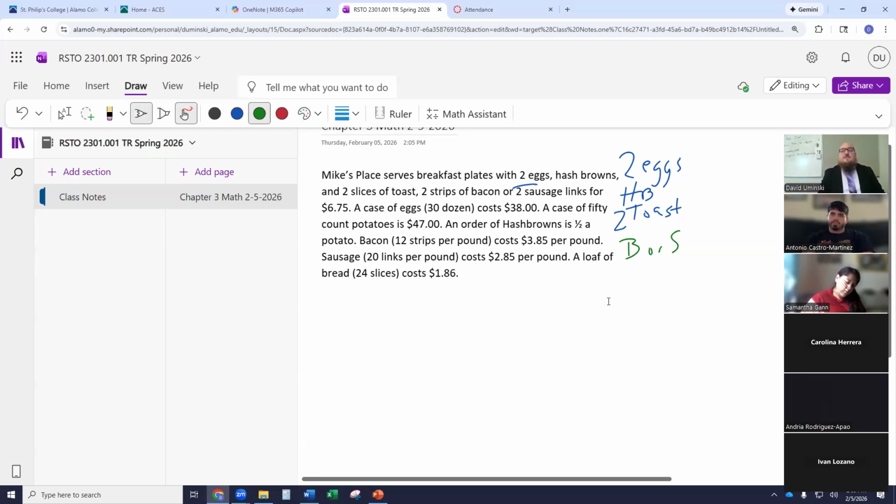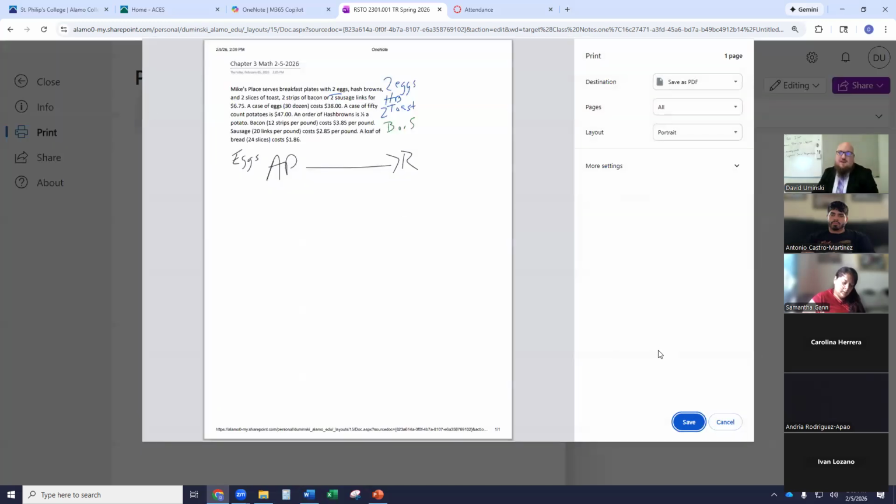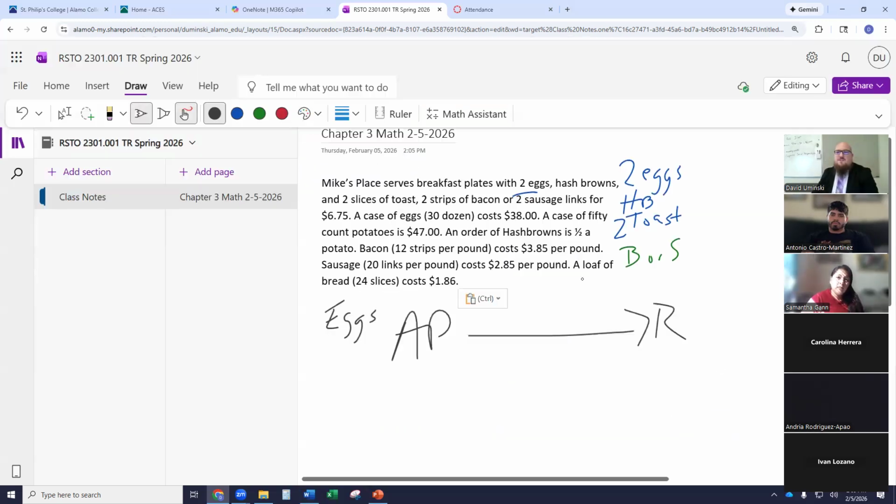So now this is what I would love for everybody to write on your notes page. We're going to go with these in order. So we're going to go with eggs. And I'm going to write AP to recipe. Okay, good. Make sure we're on the page. So eggs, AP to recipe.